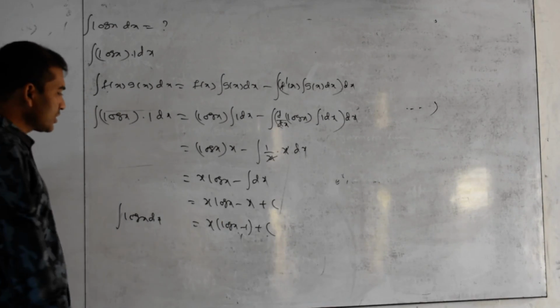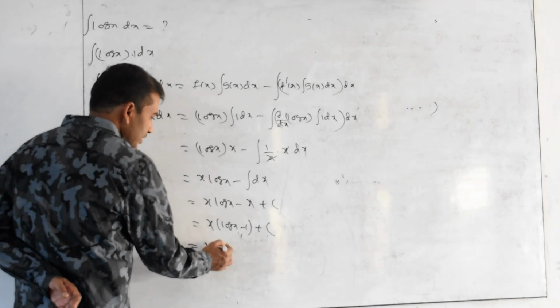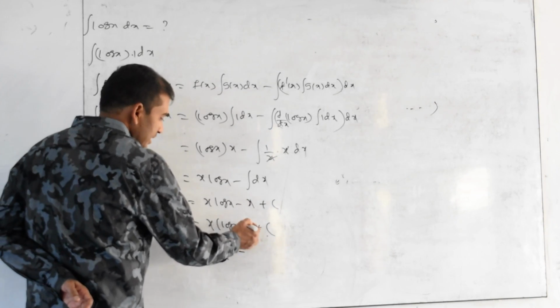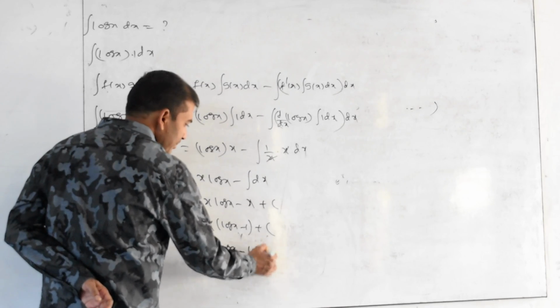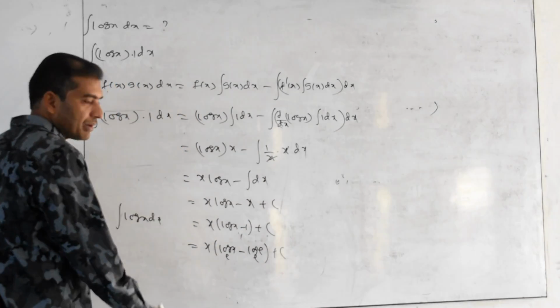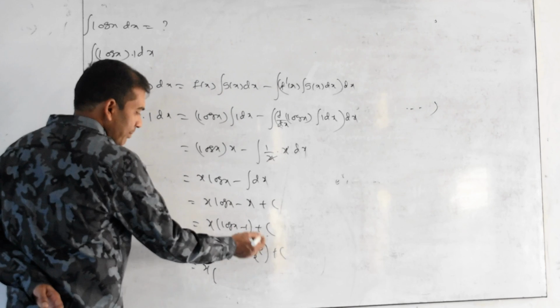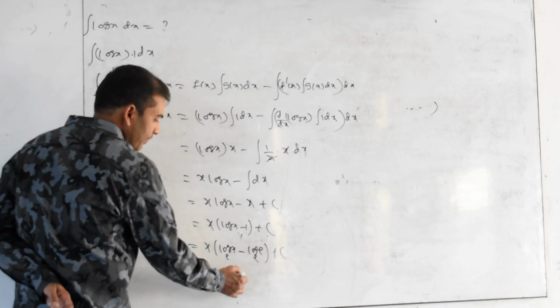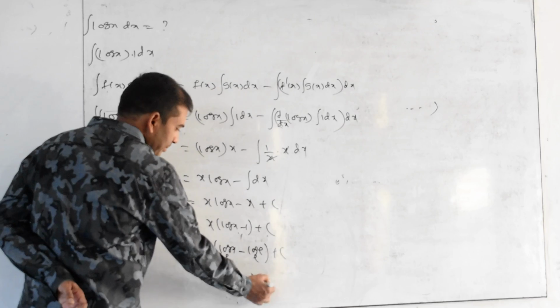Okay. We can write this in another form also: x into log x base c. This one we can write as log e base c. So x into log m minus log n equals log of m by n, x log of x by e plus c.